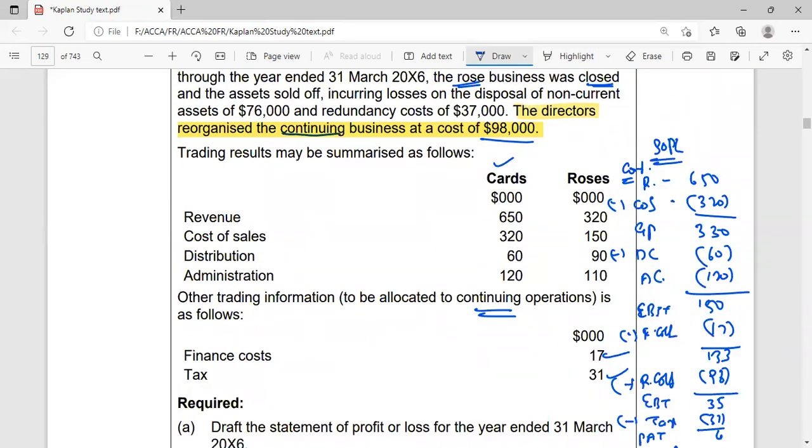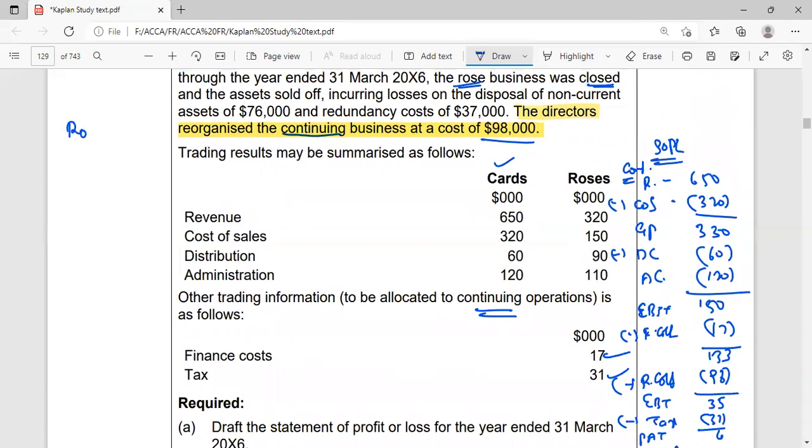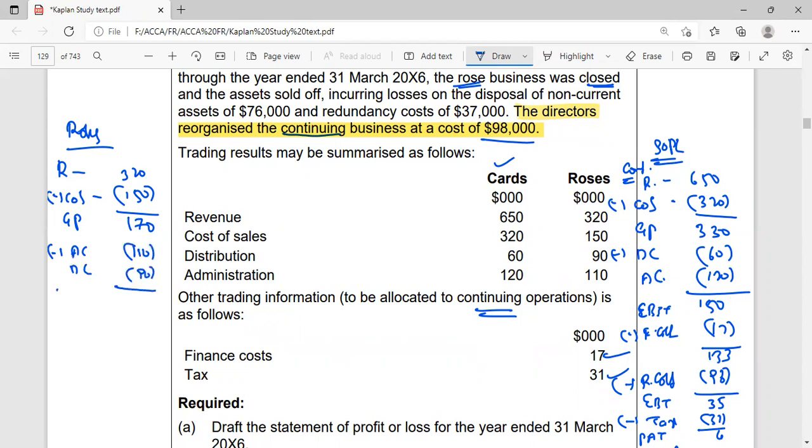Same thing is required, but we have to give it in notes on accounts or along with the statement of profit and loss. So in case of the Roges, we consider revenue 320 less cost of sale 150, nothing but 170 is the gross profit. Then we reduce administrative cost and distribution cost 110 and 90. So operating loss: 200 minus 170, 30 is the loss.